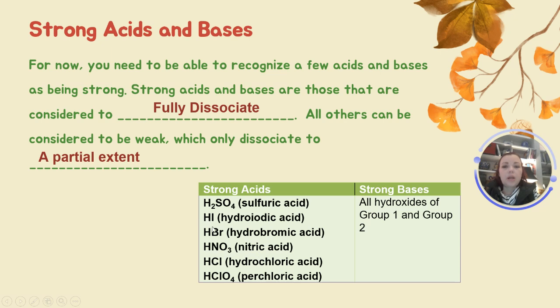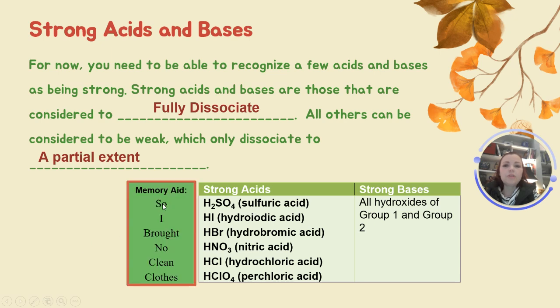So I want to point out the HI, HBr, HCl. That's all of the acids of the halogens with the exception of HF. HF is weak. But I put them in this order because there is a cute little memory aid. So I brought no clean clothes. Sulfuric, hydroiodic, hydrobromic, nitric, hydrochloric, and perchloric. And then the strong bases are easier to memorize because they're all hydroxides of group 1 and group 2.